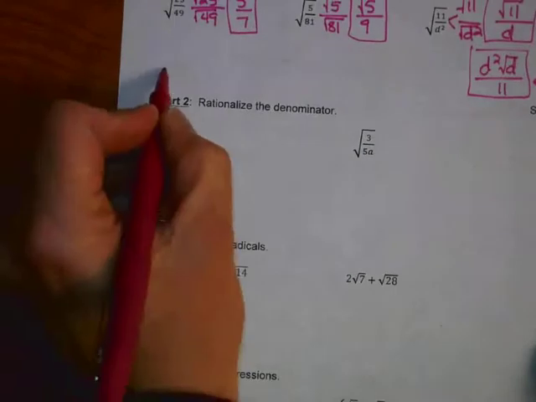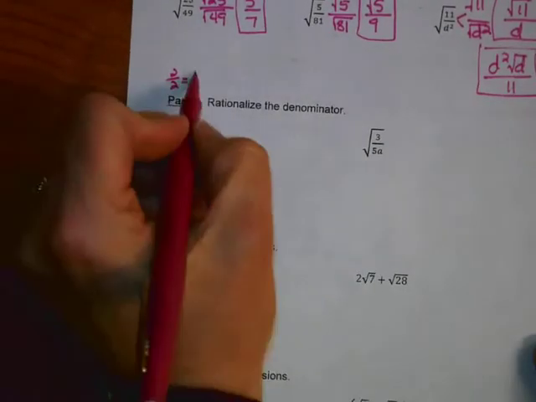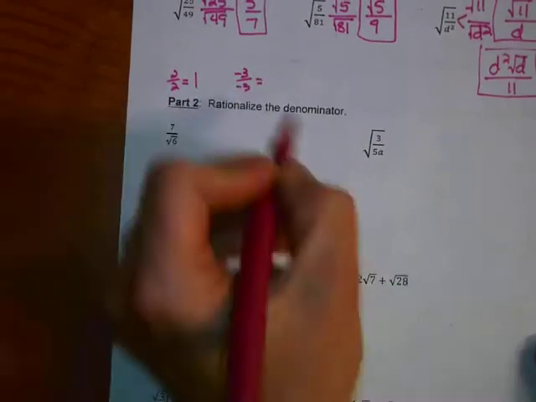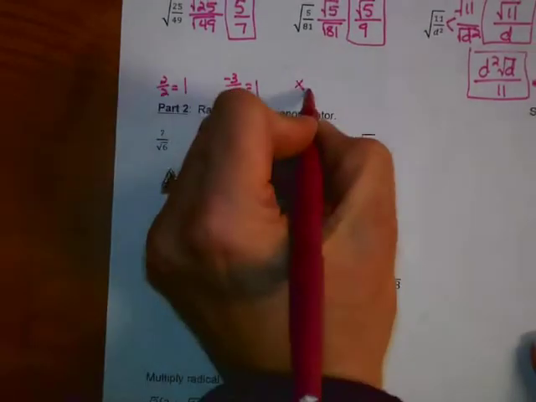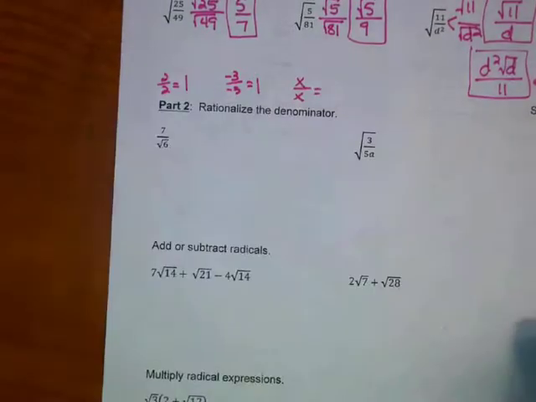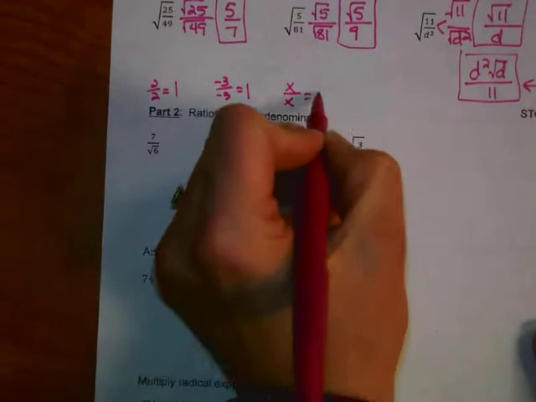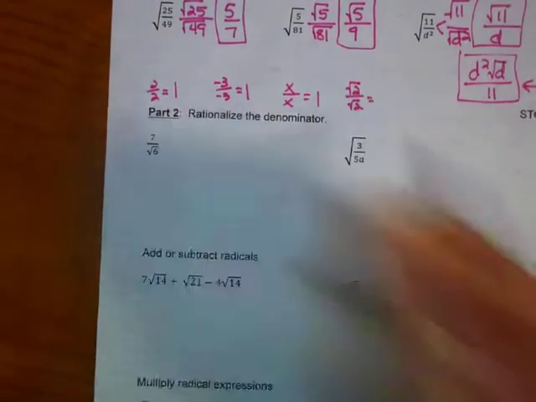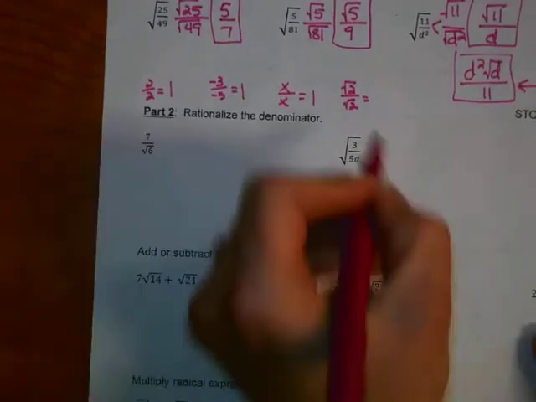What is 2 over 2 equal to? 1, right? How about negative 3 over negative 3? What's that equal to? 1. Anything divided by itself is 1, correct? So how about if we did x over x, what would that be equal to? 1. Anything divided by itself is 1. What if we did the square root of 2 over the square root of 2? What's that equal to? 1. Anything divided by itself is 1.